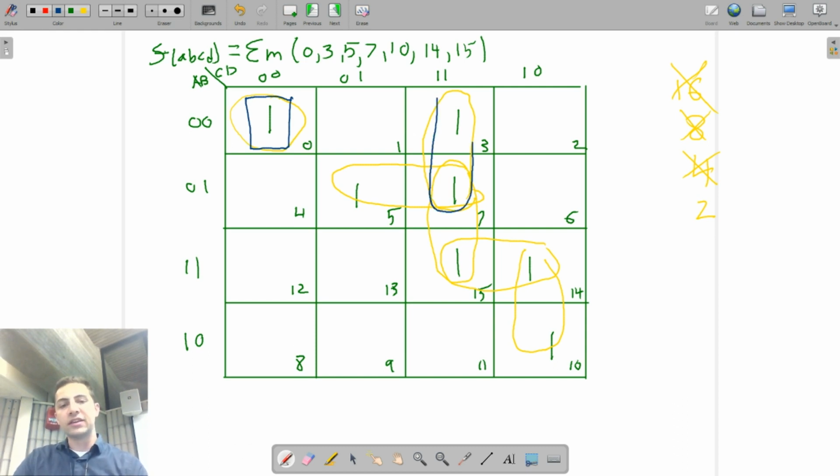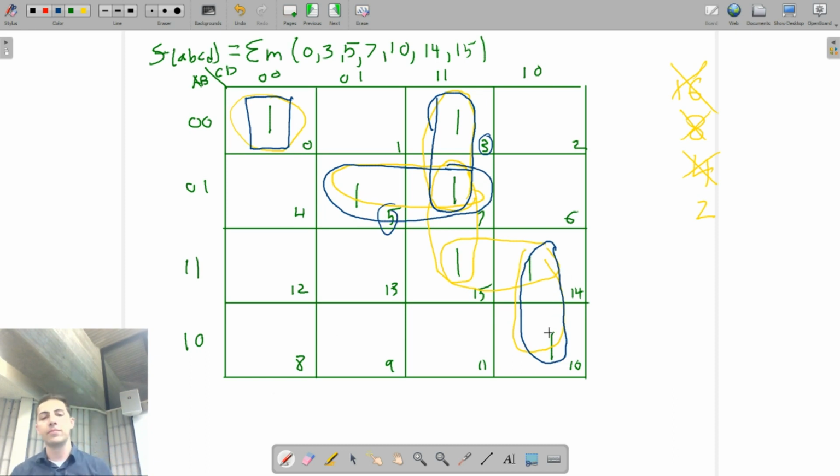This is an essential prime implicant because of cell 3. This is an essential prime implicant because of cell 5. This is an essential prime implicant because of what cell? Because of cell 10. So we've got 1, 2, 3, 4 essential prime implicants. Are we done? No, because we have to circle what cell? 15. So which one do we choose? Well, we could circle either 7 and 15, or we could circle 15 and 14. I've colored them red and black, so we'll do both.